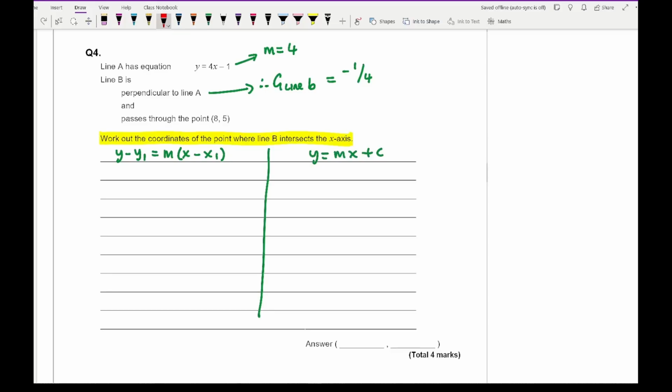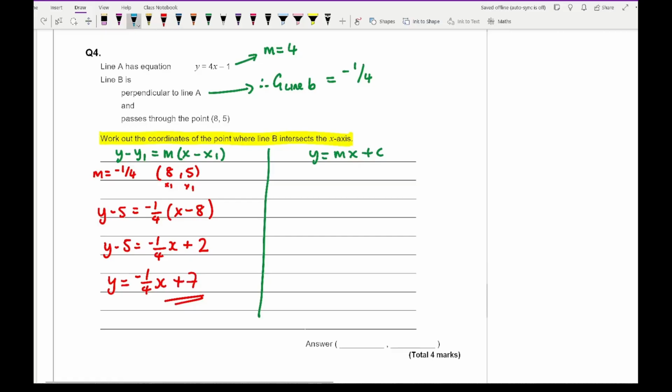So using this method here, I can see that m is minus 1 over 4, and the coordinate I'm going to use is (8, 5). So this is x1, that's y1. Substituting those numbers in, I get y minus 5 equals minus 1 over 4 times (x minus 8). So y minus 5 equals minus 1 over 4 x plus, and then a quarter times 8 is 2, so plus 2. Then take the 5 over, so y equals minus a quarter x, add the 5, plus 7.